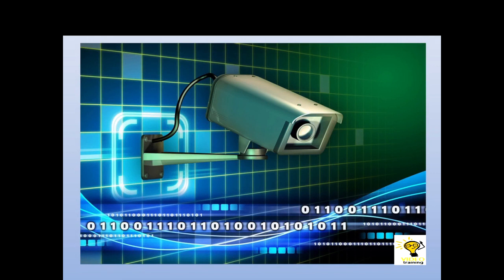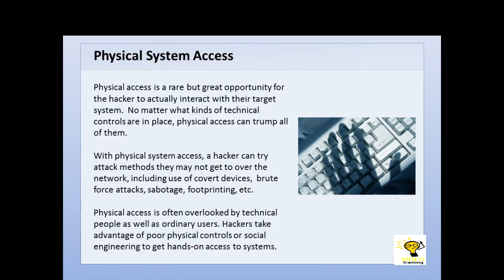No discussion of system attacks would be complete without talking a little bit about physical security. Physical security is important for several reasons. Physical access is basically a rare but a fantastic opportunity for a hacker to actually get hands-on interaction with their target system. Now, typically, no matter what kinds of technical controls you have, physical access can get through all of them. With physical system access, a hacker can try different things that they may not get to over the network.